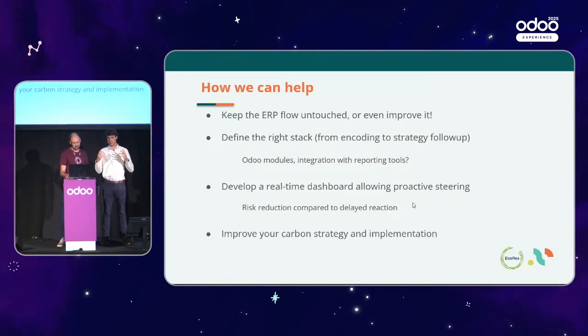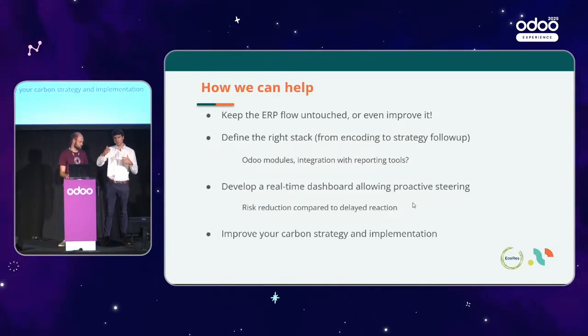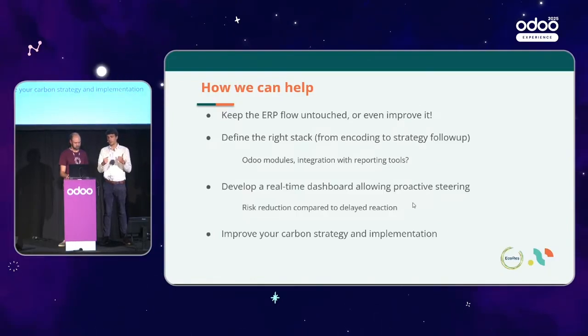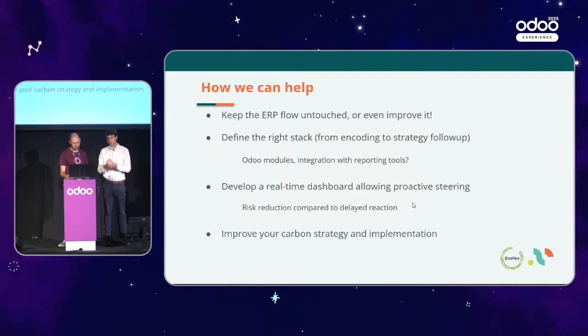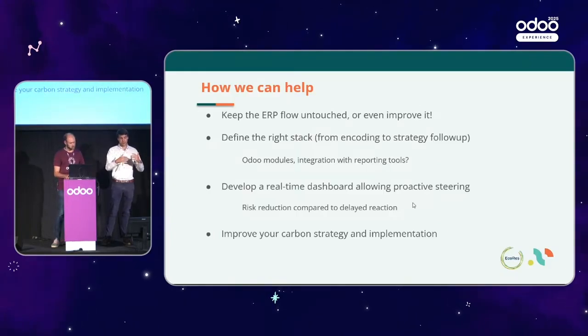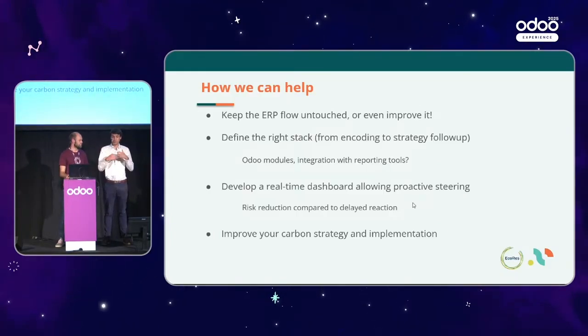year, which means that your CO2 reduction journey will be reduced in terms of risk, because you will avoid acting only after a year when you see that actually you are taking the wrong direction. You can do that continuously throughout the year, and in the end this will help your action to go faster and to go better. And we are also here, of course, to improve your carbon strategy as a whole.